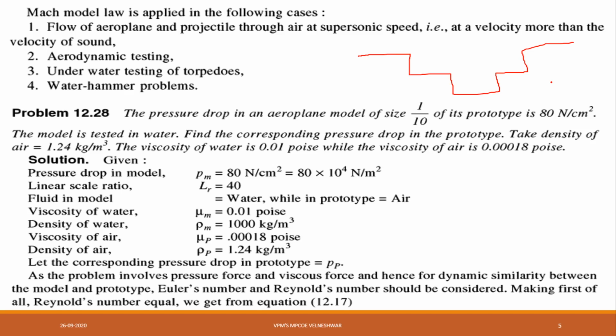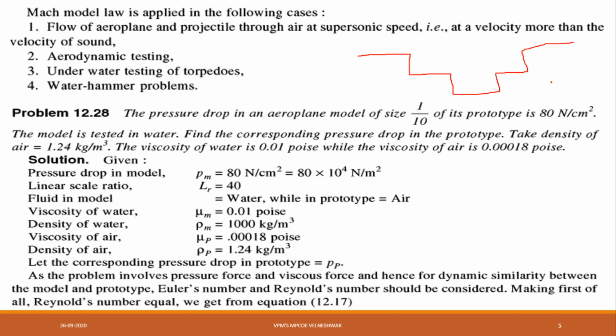Take density of air equal to 1.24 kg per meter cube. Generally for an aeroplane, here we should know the density of air also. Please remember the standard value. Generally we know the density of water and density of mercury, but in this applied hydraulics module we have to know the density of air also. So blindly you can go for the air value as 1.24 kg per meter cube. The viscosity of water is 0.01 poise, while the viscosity of air is 0.00018 poise. Generally the viscosity or specific gravity of air will be smaller values.